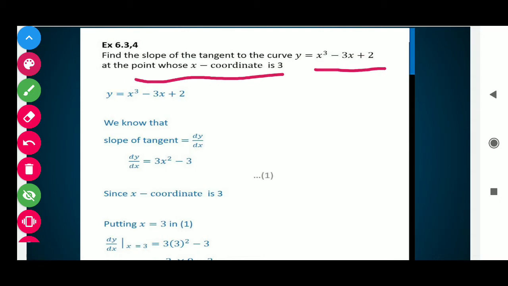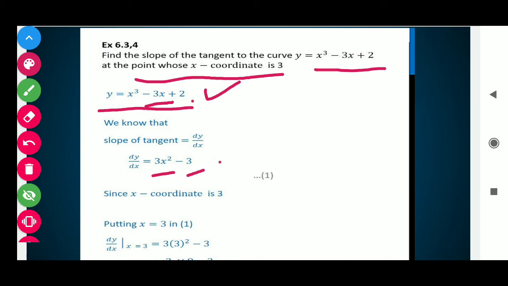हमें स्टूडेंट्स यहाँ स्लोप ऑफ टेंजेंट फाइंड करना है एंड कर्व इज गिवन. सो लेट्स स्टार्ट. We have here y is equal to x cube minus 3x plus 2, and derivative of y with respect to x is 3x squared, and derivative of minus 3x is only minus 3, and 2 is constant, so its derivative is 0.